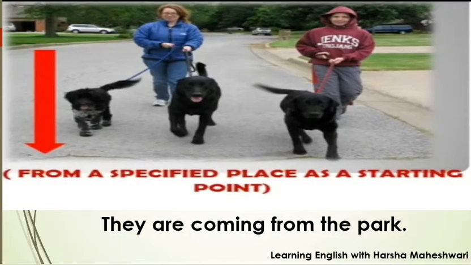Next, look at these people. What are they doing? They are coming from the park. From means a specified place as a starting point. So here, from is a preposition.